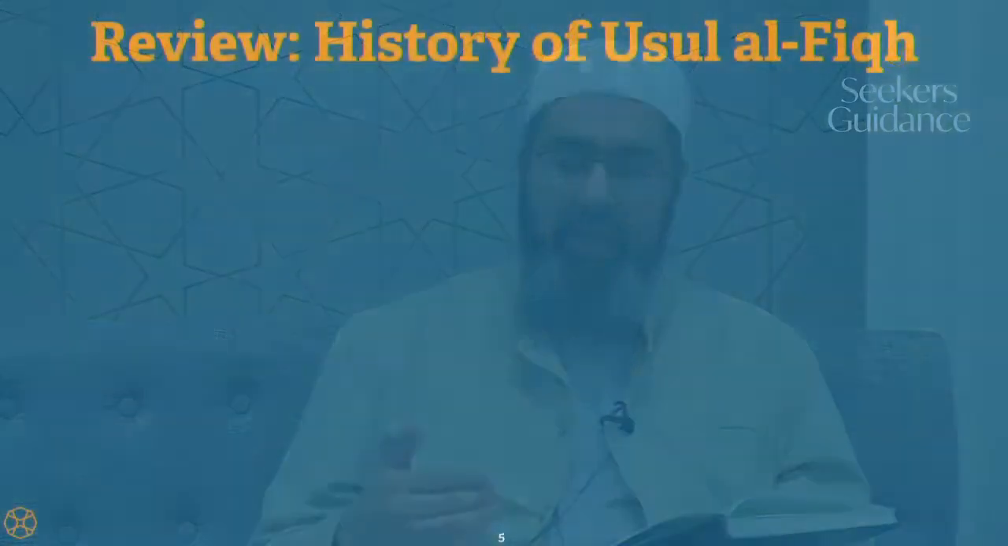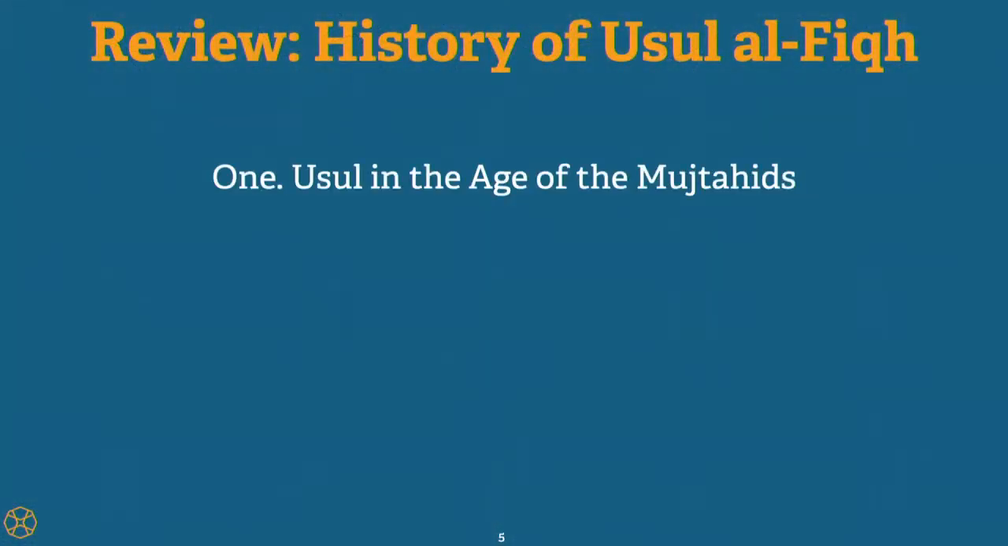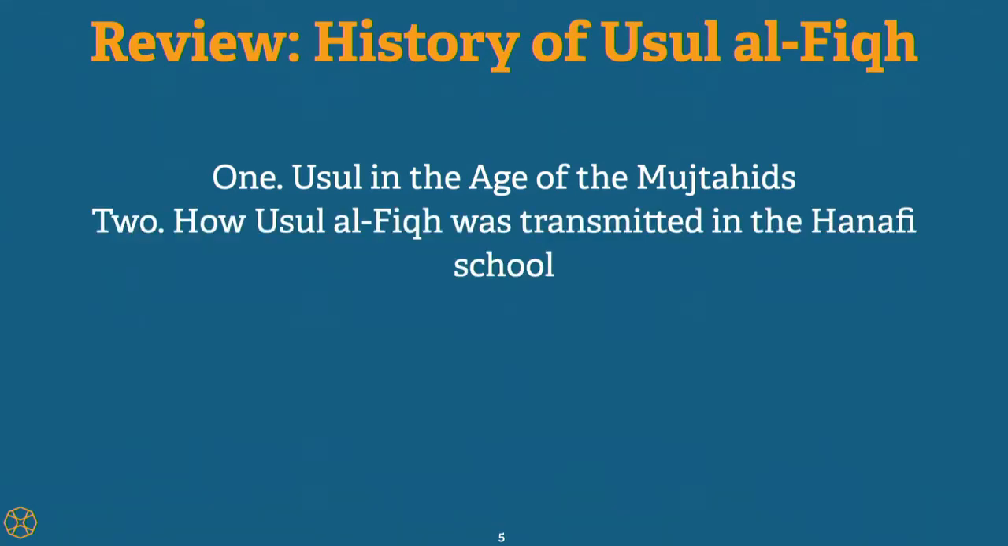We also looked at the stages of the history of usul al-fiqh, usul in the age of the mujtahids, how the principles of usul, this is how we understand the thinking of the mujtahid to be guided. In the Hanafi school, the focus was on the legal training of the faqih, of the fuqaha. So these principles came with the derived rulings, underlying the derived rulings. And that's how usul al-fiqh was transmitted. It was transmitted with the fiqh and in the fiqh, insofar as it's the derived rulings.